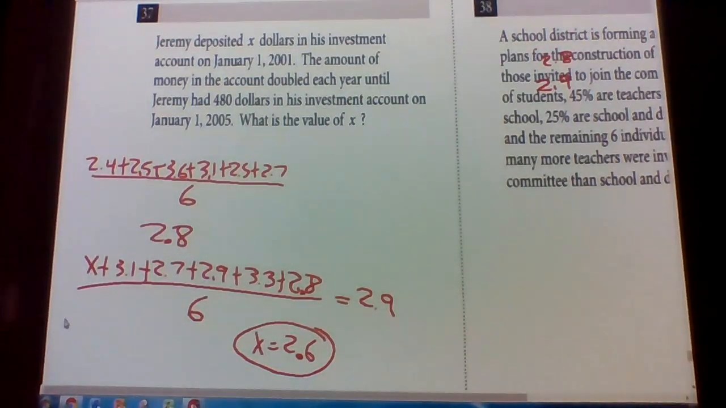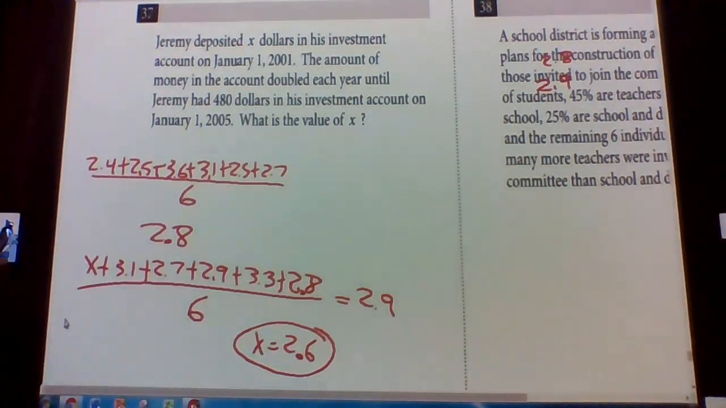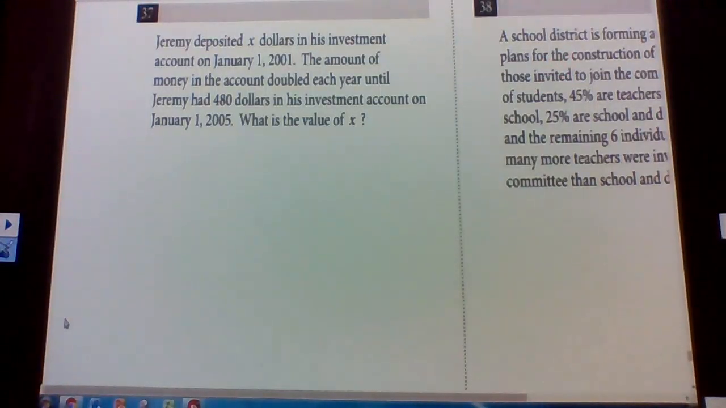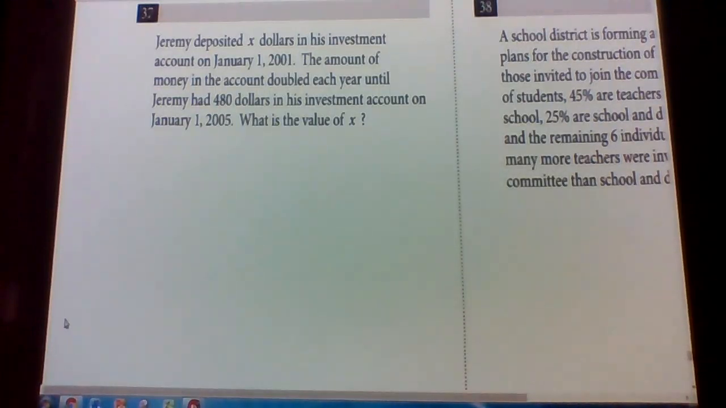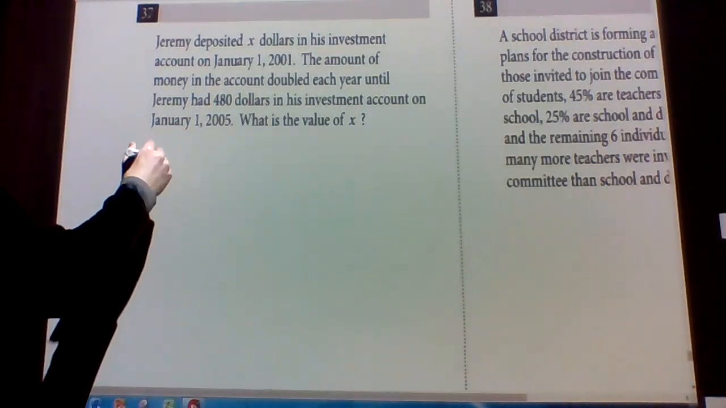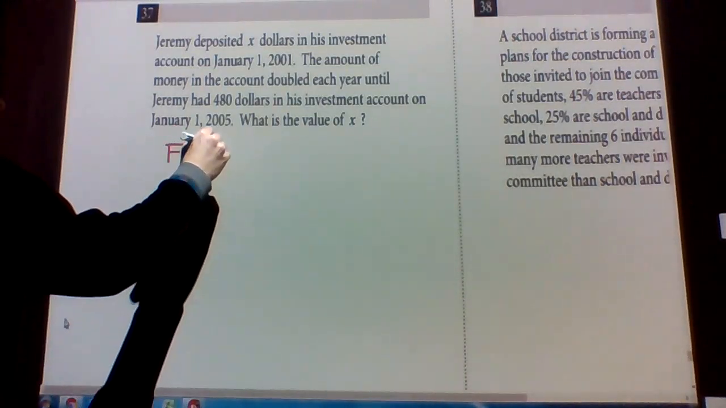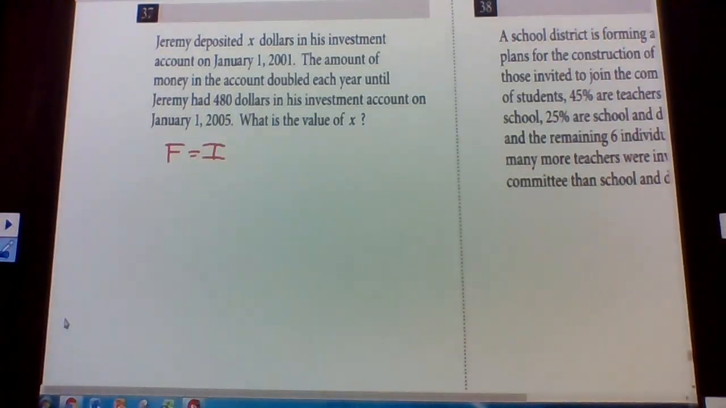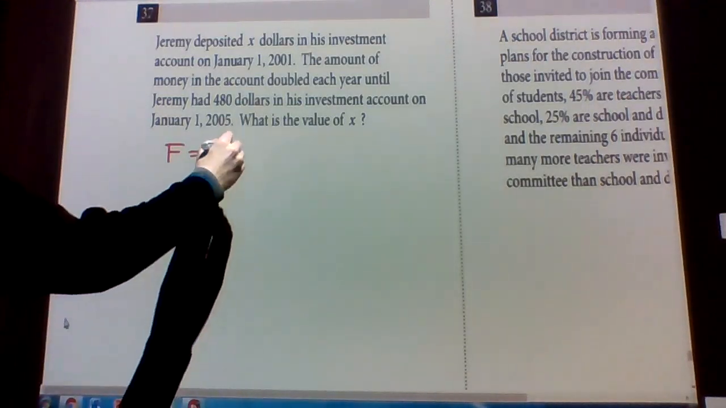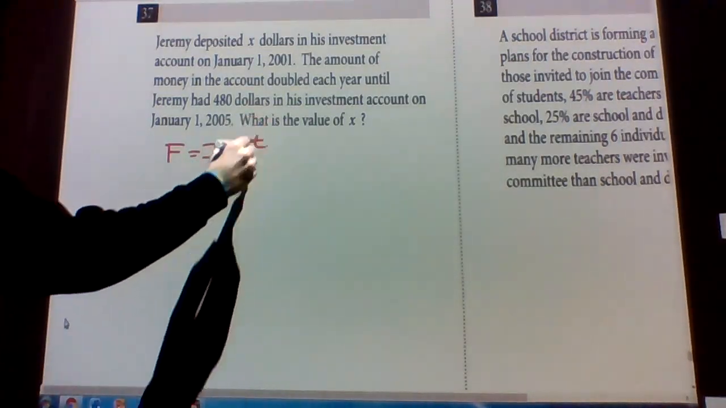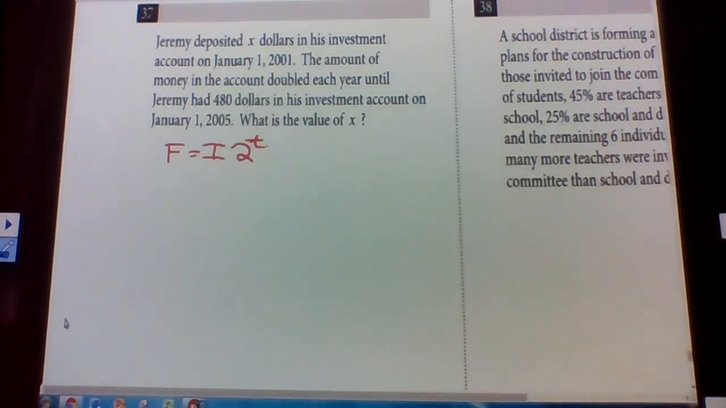Okay, Jeremy deposited x dollars in his investment account on January 1st, 2001. The amount of money in the account doubled each year until Jeremy had $480 in his investment account on January 1st, 2005. What is the value of x? Okay, so again, we have final, initial. It's doubling each year, so that's 2 to the t. Right, you have to multiply every year. You have to multiply that initial amount by 2.